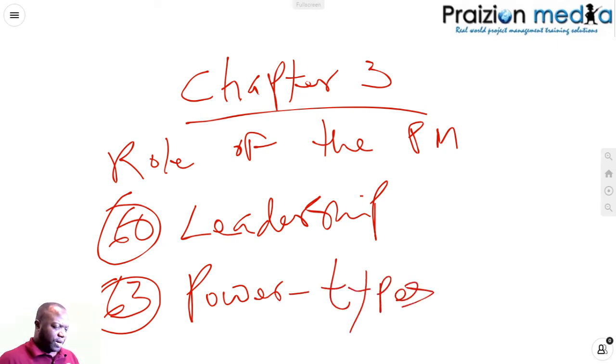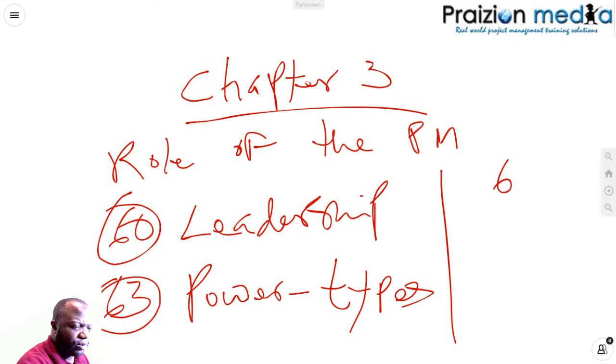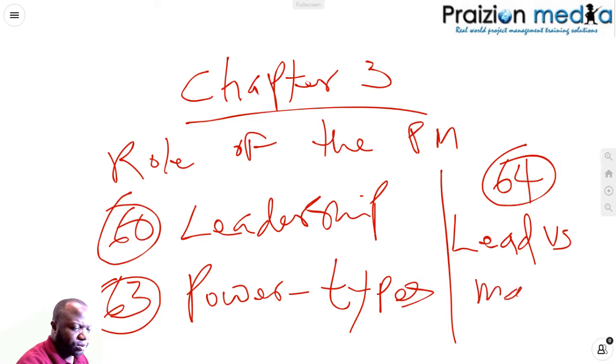Okay, so you got those power types. We've got a comparison of leadership versus management on page 64. So lead versus manage. Take a look at that. Leadership styles of the project manager on page 65. So let me get rid of all of this. This was not anywhere before the 6th edition.